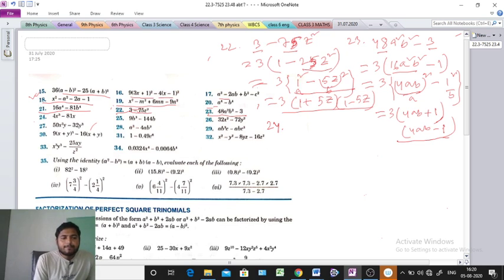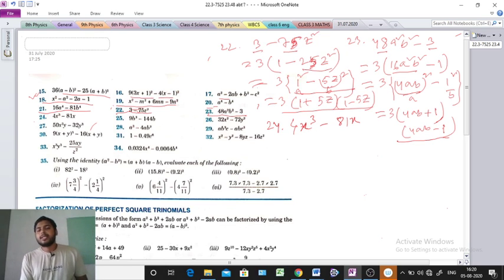Question 24 is 4x cube minus 81x. Question clear? So what to do, sir? Is any common portion there? 4 and 81 have no common factor, but with x cube and x, we can take x common.